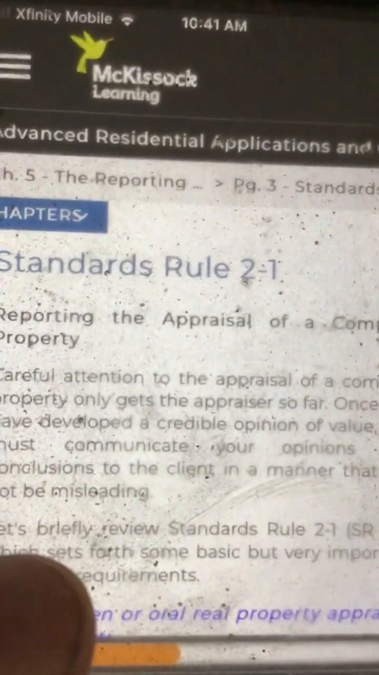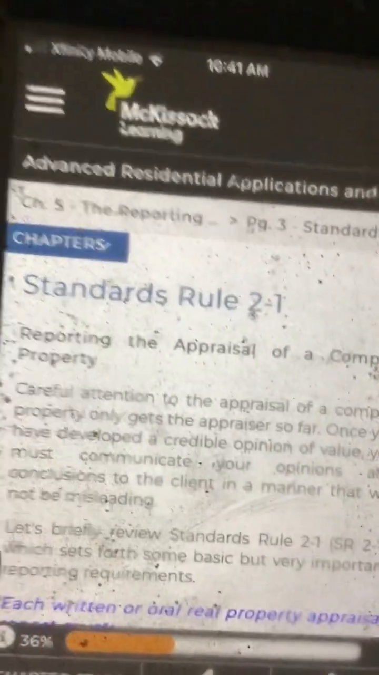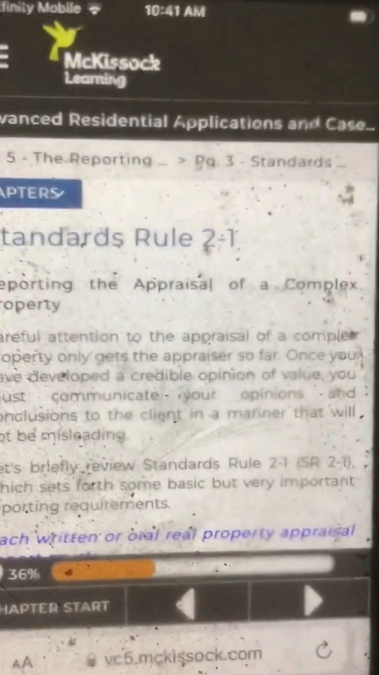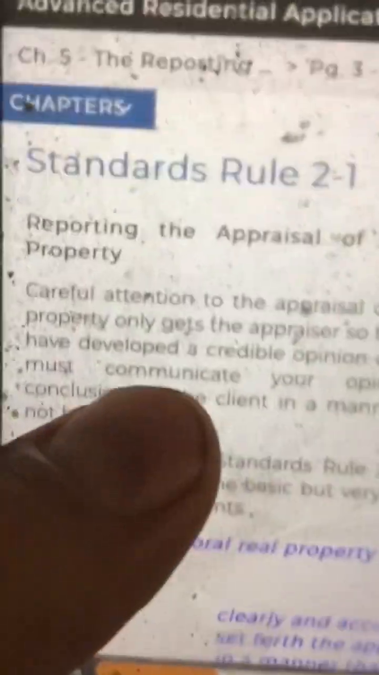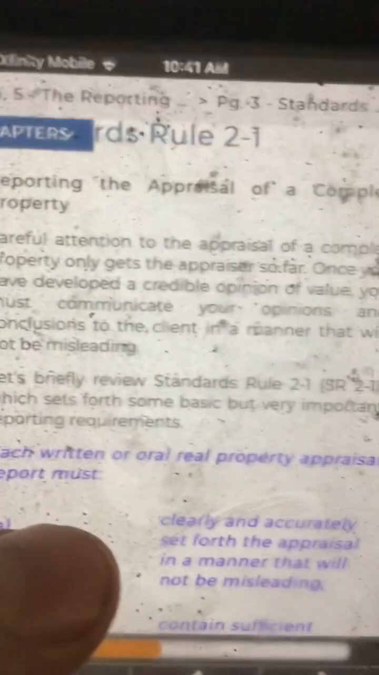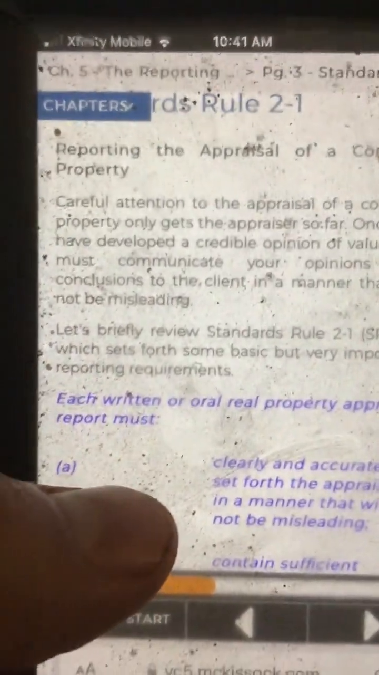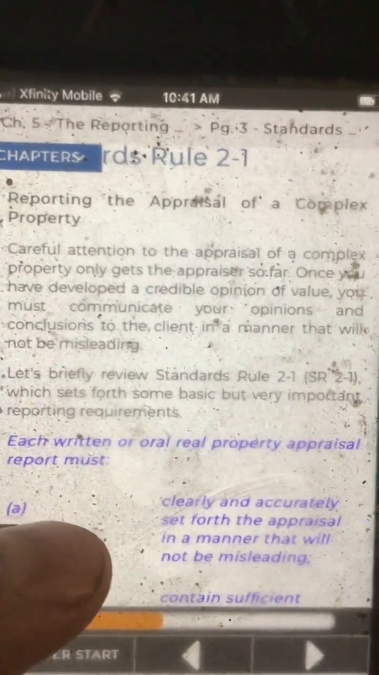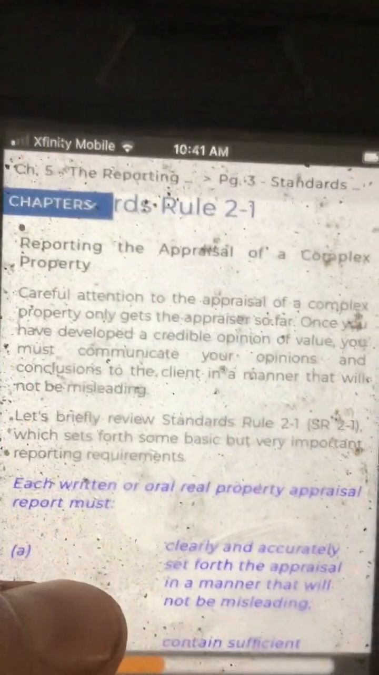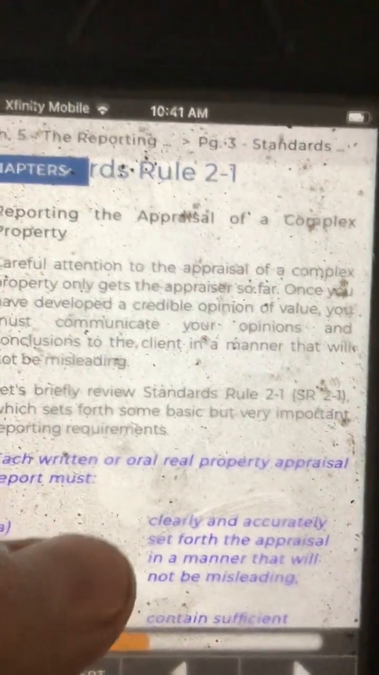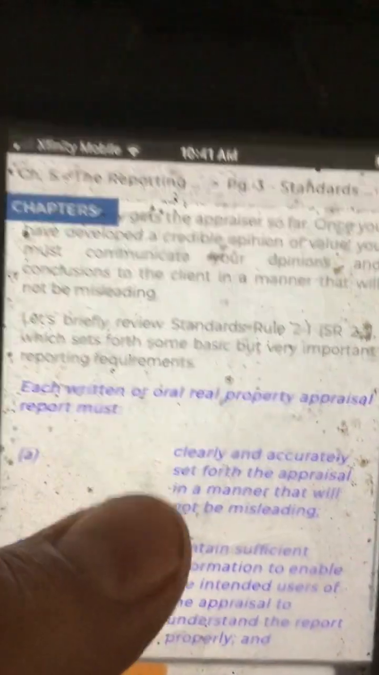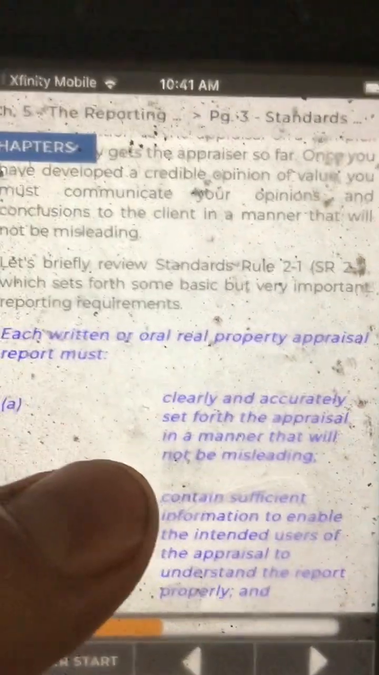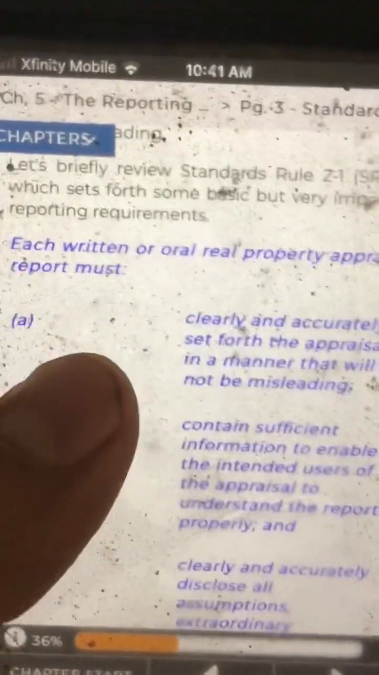Page 3, Standards Rule 2-1. Reporting the appraisal of a complex property. Careful attention to the appraisal of a complex property only gets the appraiser so far. Once you have developed a credible opinion of value, you must communicate your opinions and conclusions to the client in a manner that will not be misleading.